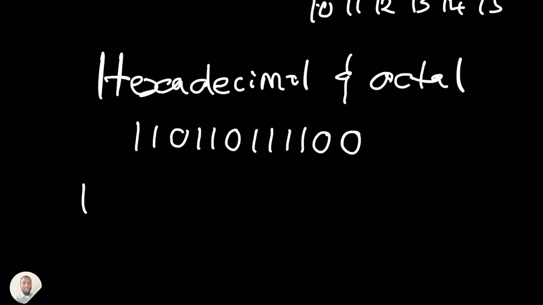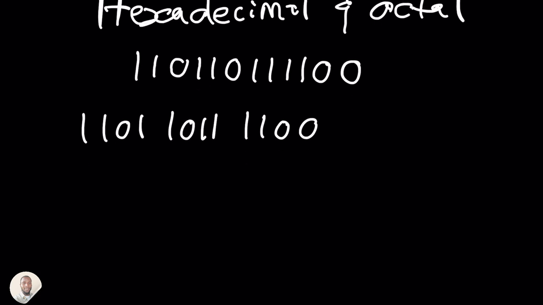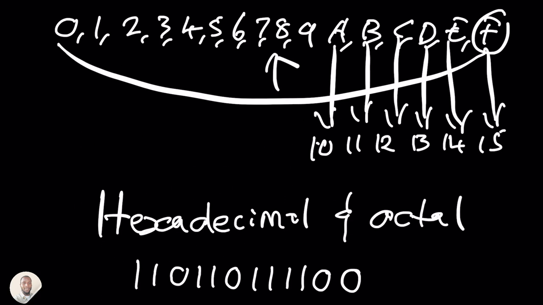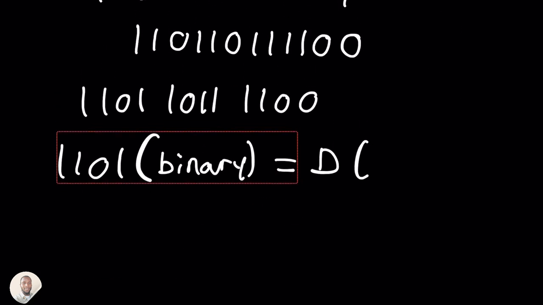We have 1101, 1011, 1100. Right? Now let's analyze the code. 1101, which is in binary, is equal to D in hexadecimal. I know what D represents, right? D represents what? 13, right? D in hexadecimal.